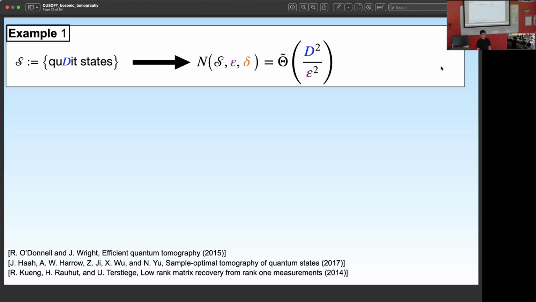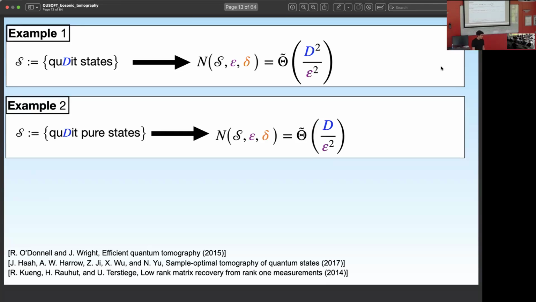Sorry. Yeah, there's a log 1 over delta hidden in the tilde. Okay. Yes, the dependence on delta is always logarithm of 1 over delta. I'm not writing it explicitly, but the dependence of the sample complexity is always like that. And I'm using this theta notation quite informally in this talk.